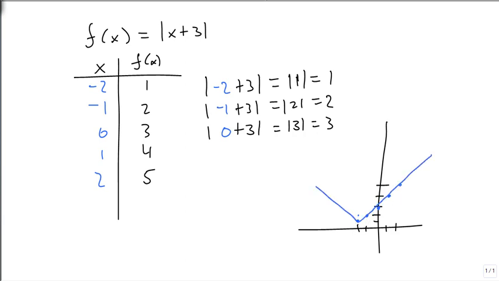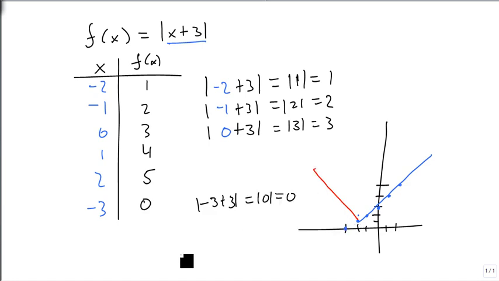And so it looks like I'm getting a graph like this. If I just try and do this, because I know it's got a V, I'm going to be wrong, because I haven't found where it turns around yet. In order to find that, I need to find out what's going to give me 0. So if I plug in -3, -3 plus 3 is the absolute value of 0, which is 0. And so there's my 0. So I actually have a point here. And if I try -4, I'm going to get -4 plus 3, which is -1, and so that's going to go up. And so my real graph looks like this.